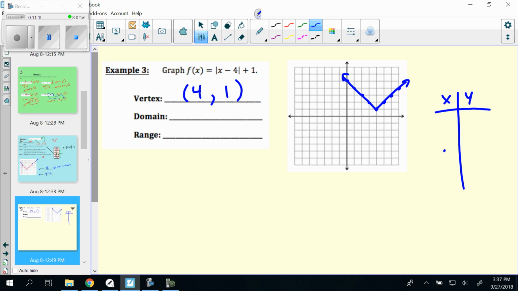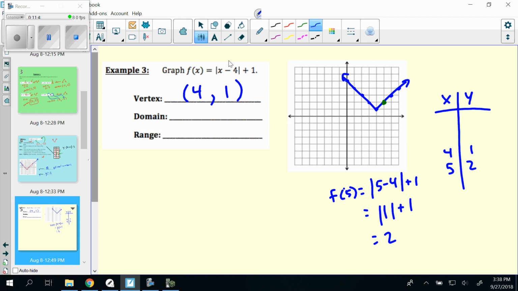Okay, again, put the vertex in the middle. Just to show you this works, let's test 5. So if you were to put 5 in here, you got 5 minus 4 plus 1. 5 minus 4 is 1. Absolute value 1 is 1. 1 plus 1 is 2. 5, 2 should be a point here. If you look at the point 5, 2, that's right there. Definitely that's part of our graph. So it looks like we got it.